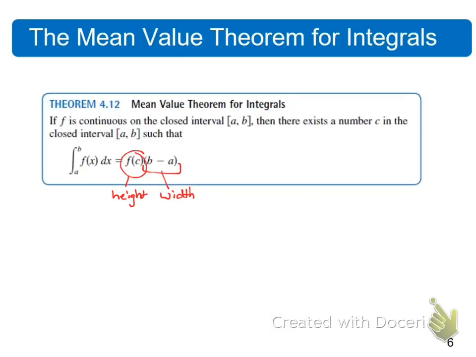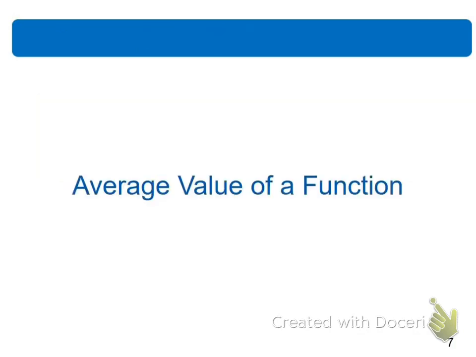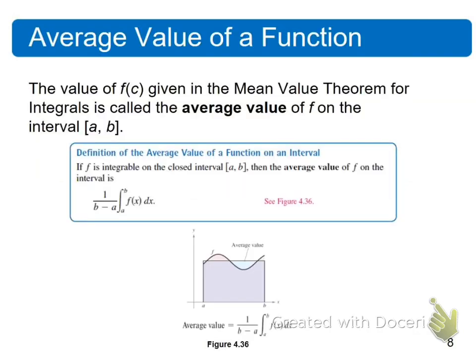I mean, see, notice that? So you guys see how that works? This f of C, if I divide by B minus A, and I go back, this equals f of C, which is the height. f of C is the average.